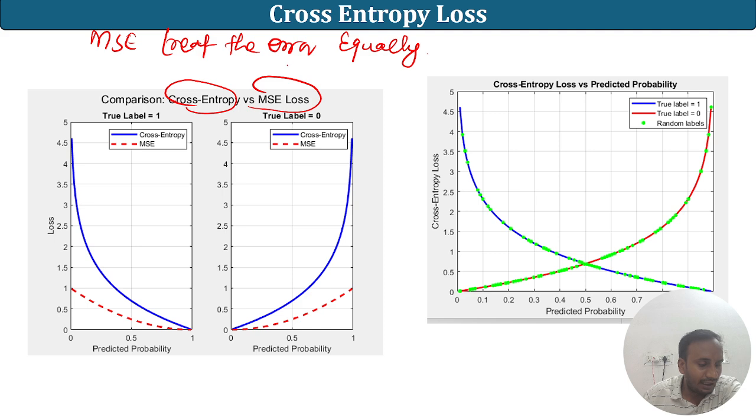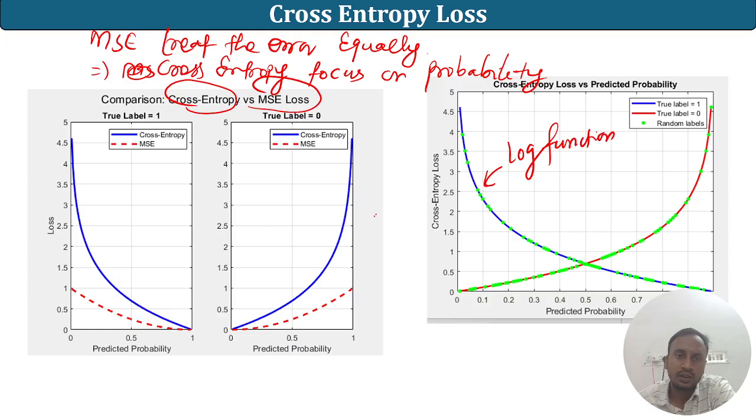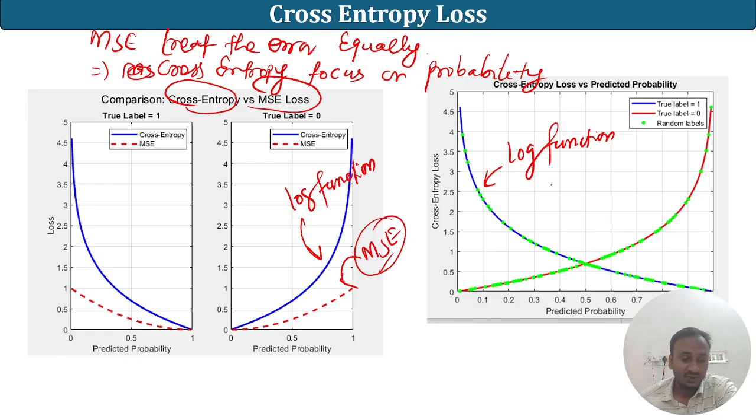And cross entropy actually tries to focus on the wrong confident predictions. This is a log function. This is not a log function; it's an error. It's the MSE error that is there.